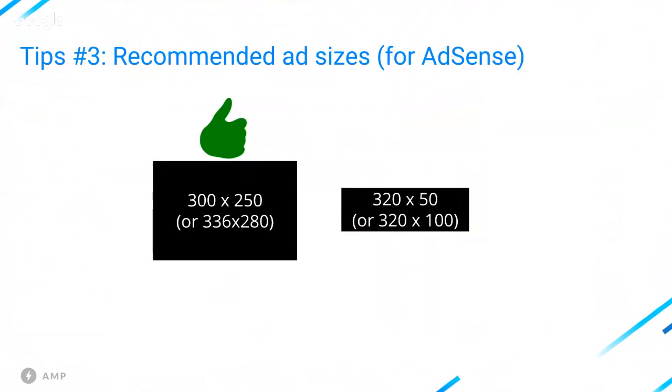which is pretty much my tip number 3. So for AdSense users, 300 x 250 or 336 x 280 is performing the best for AMP. Of course, if you are monetizing with either a third-party ad network or direct deals, again, you have to do your research.